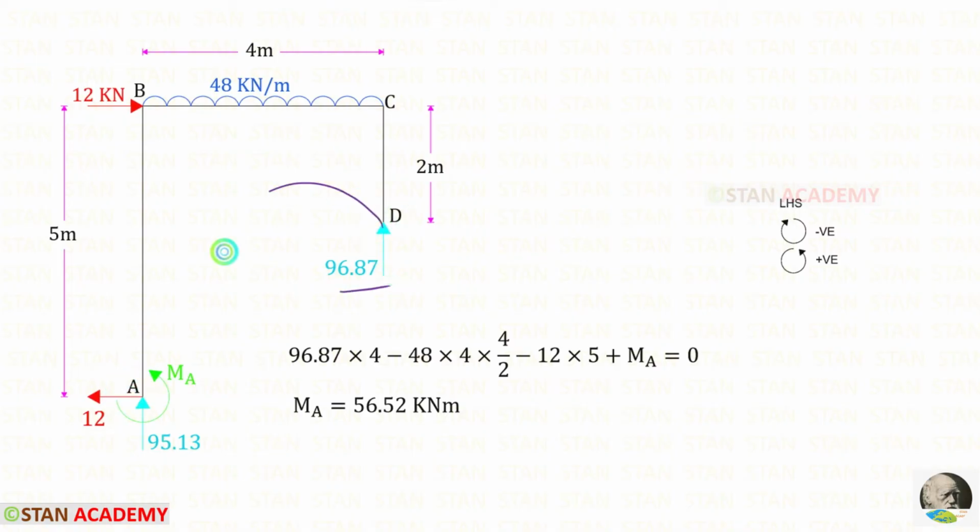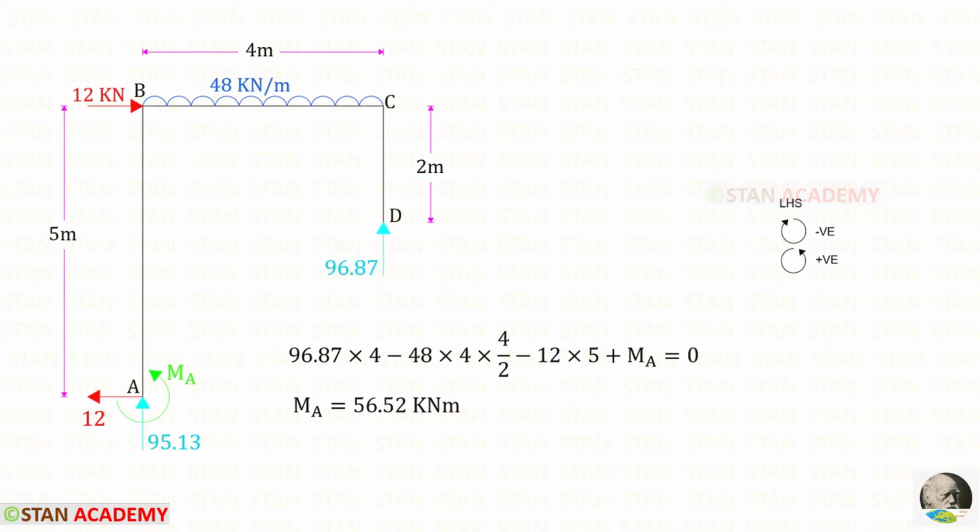VD is acting in the anticlockwise direction, so it will be positive, and the distance is 4. The UDL is acting in the clockwise direction, so it will be negative. We know that with the UDL we have to multiply the load by the distance and then the distance by 2. This load is acting in the clockwise direction, so it is also negative, and the distance is 5.